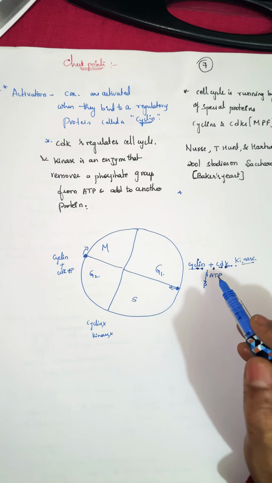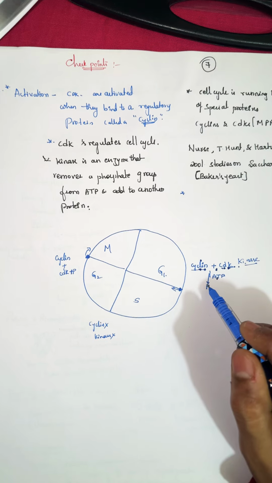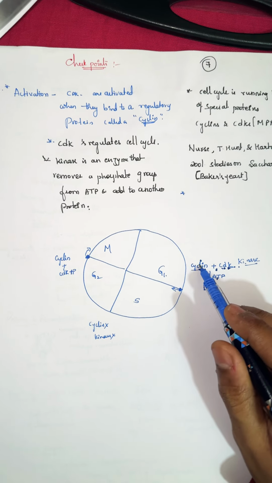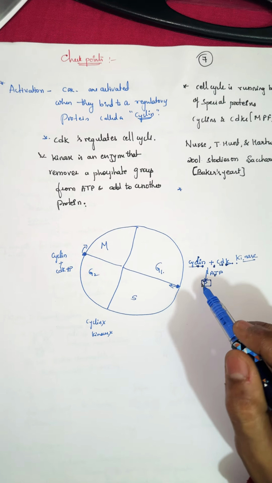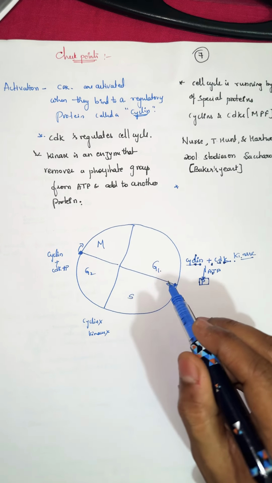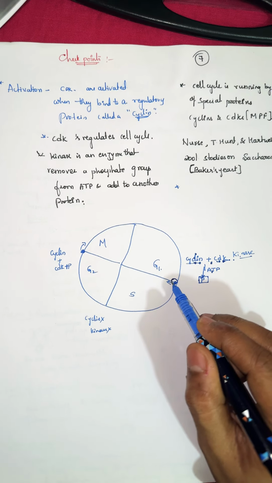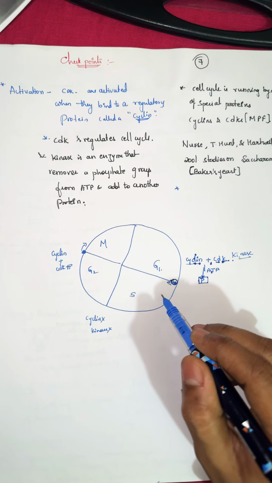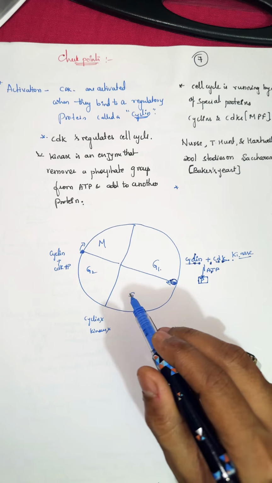How they get activated is that they take energy from ATP and add a phosphate group to the proteins, so that the cyclin and the cyclin dependent kinases with the phosphate all together will come and check whether the cell is properly arranged or not. Then, if G1 is properly arranged, they will move the G1 phase cell to the S phase.